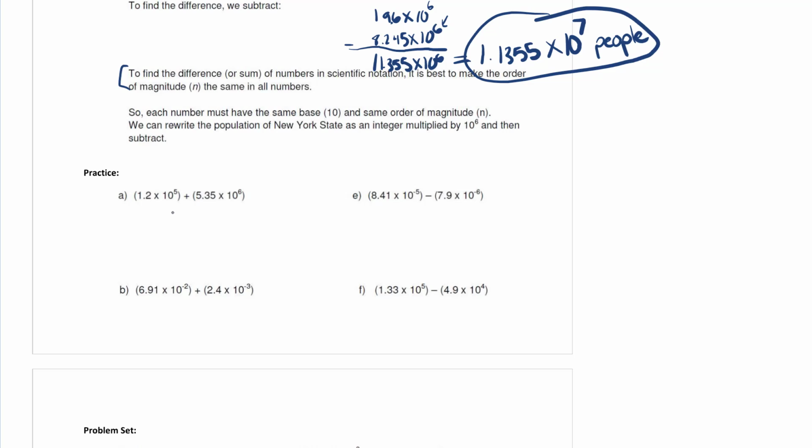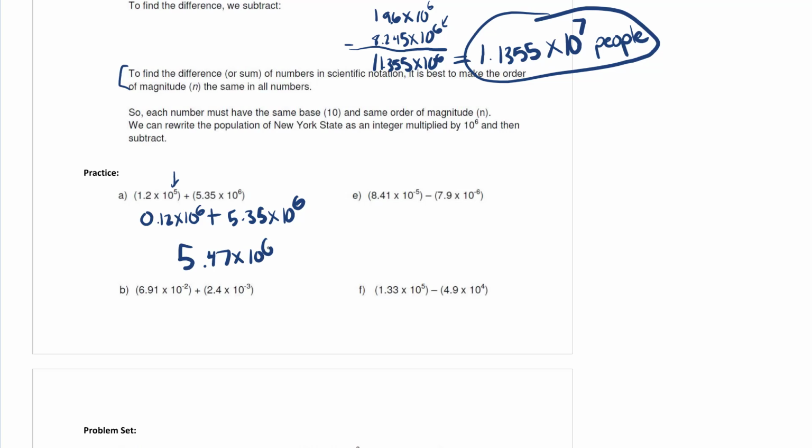All right, so to add these together, we're going to convert them to the same order of magnitude first. I am, by convention, going to convert to the larger order of magnitude. There is no rhyme or reason for that. You can convert to the smaller one if you like, but I'll take this 10 to the 5th and turn it to 10 to the 6th. That is 0.12 times 10 to the 6th plus 5.35 times 10 to the 6th. If we add the 0.12 to the 5.35, we get 5.47 times 10 to the 6th.